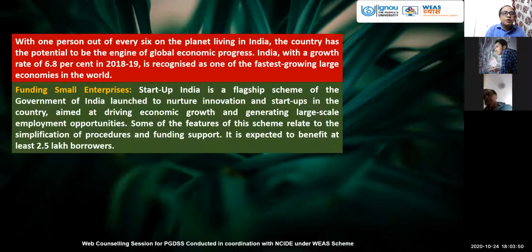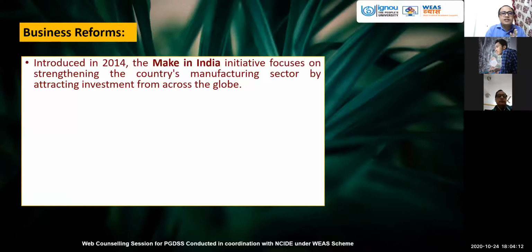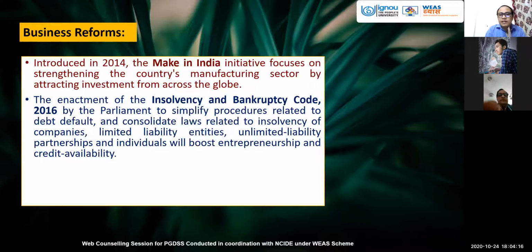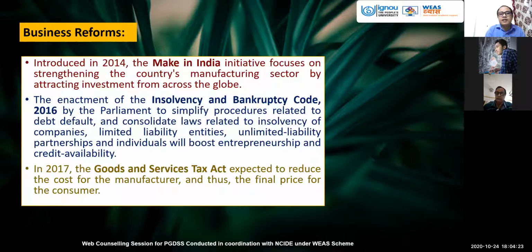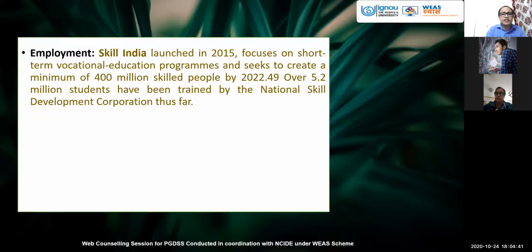To achieve all these things, we have funding for small enterprises. Startup India is one of the innovative approaches to achieving this goal. Then we have the Mudra scheme also, that provides financial support to the small and micro enterprises sector. Then we have a number of business reforms, like Make in India. We have the Insolvency and Bankruptcy Code 2016, to simplify the procedure related to debt default and consolidate debt law related to insolvency of companies. And recently in 2017, we introduced the GST Act, Goods and Services Tax Act. These are some of the innovative reforms we have done.